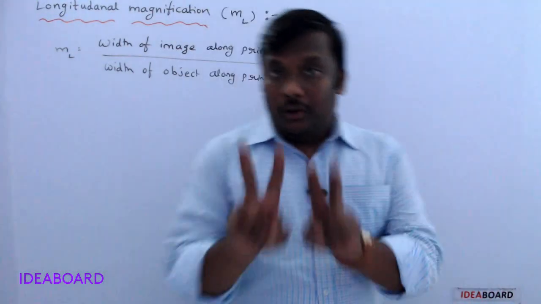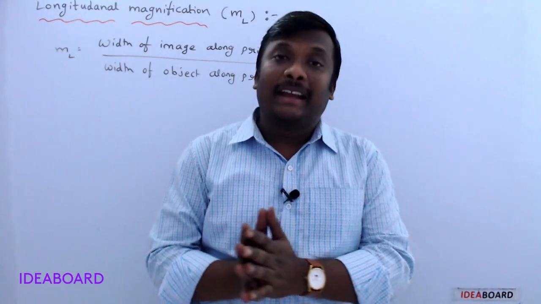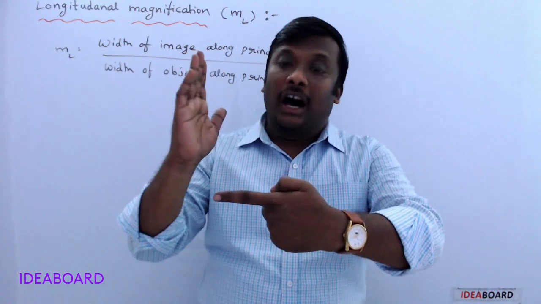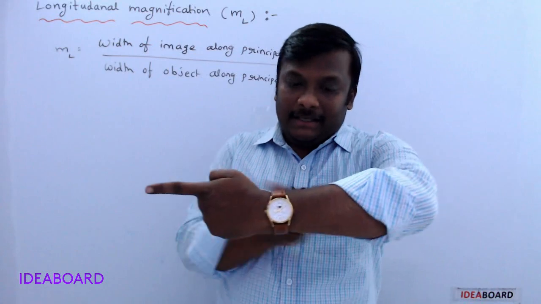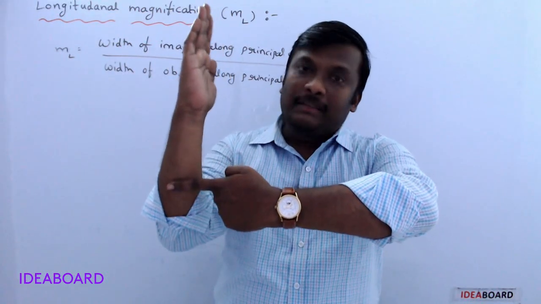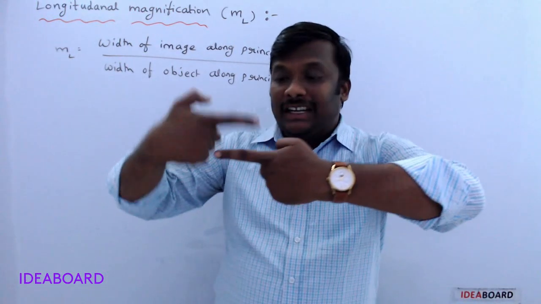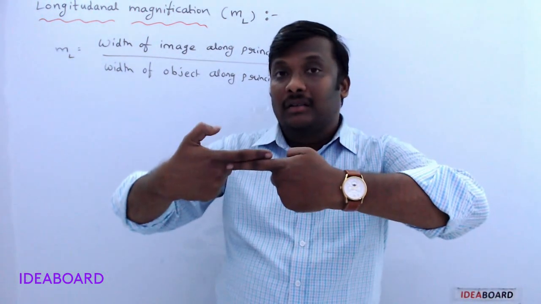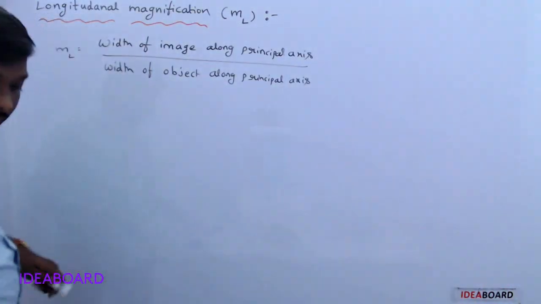But there are two magnifications we said now. One is lateral magnification. In lateral magnification, the object is always perpendicular to the principal axis. If you take this as the principal axis, the object is always perpendicular. But in case of longitudinal, the object lies on the principal axis. You understand? So see the diagram now.